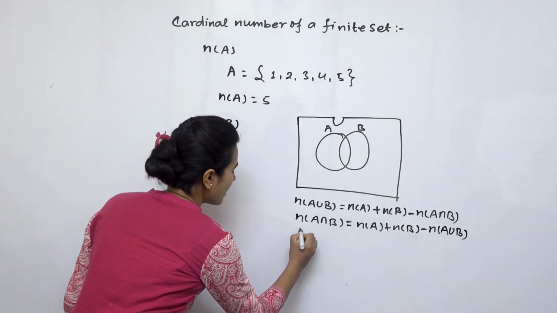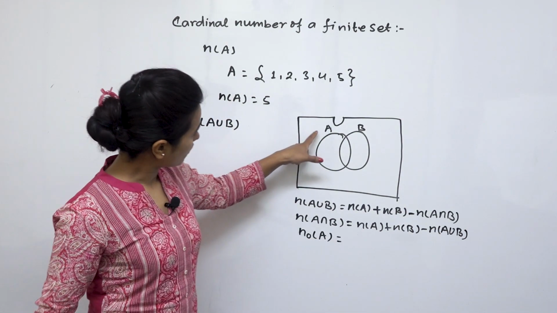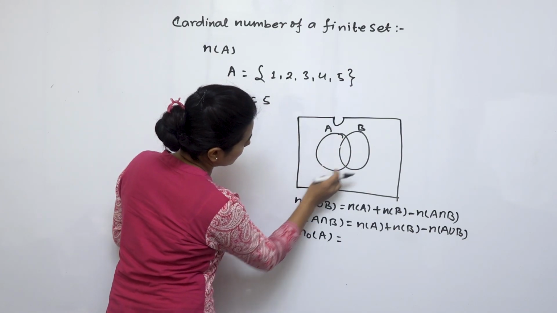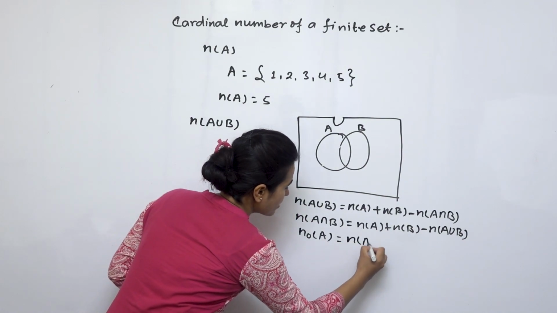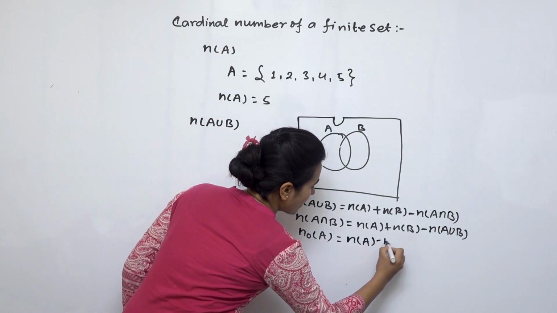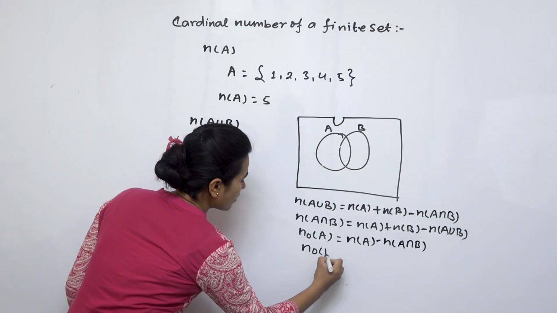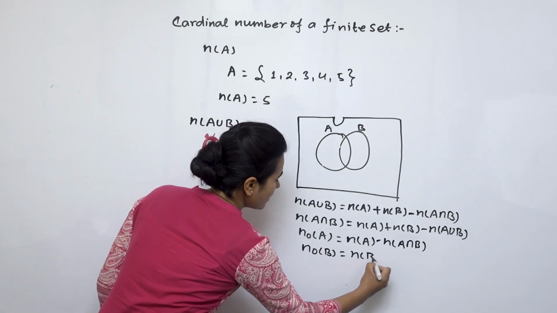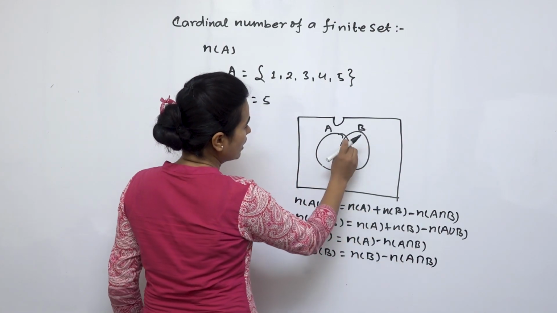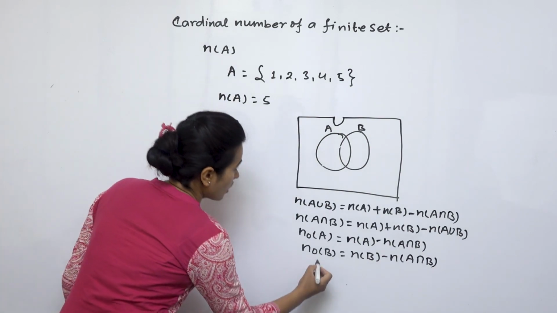Suppose you need only A. Only A means this portion only. So from A, we need to subtract this middle part, minus n(A intersection B). Similarly, to find n(only B), n(B) minus n(A intersection B). From B, we need to remove the part which is common with A.